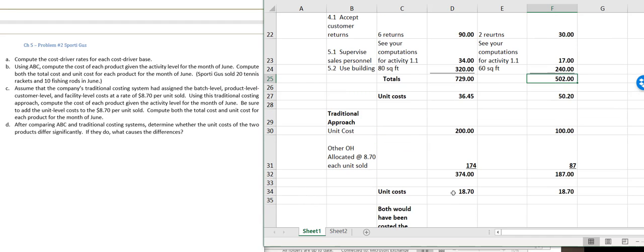It's interesting that here there's your total cost, but the unit cost would have been the same. Well, check out this problem and see if you've got any more questions on it. Just let me know.